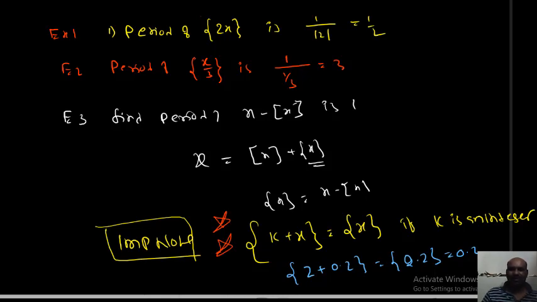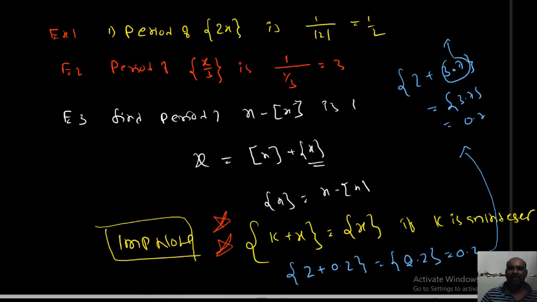One more example: the fractional part of 2 plus 3.7. Here x is acting like 3.7, k is acting like 2. Directly I can say this is the fractional part of 3.7. What is the fractional part of 3.7? 0.7 only. Or you add them: 5.7. What is the fractional part of 5.7? 0.7 only. Always you are getting the same. That's why the fractional part of k plus x, where k is an integer, is the same as the fractional part of x.